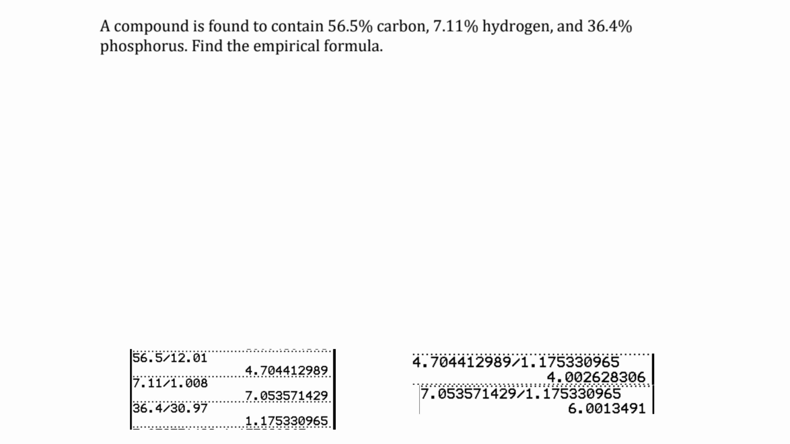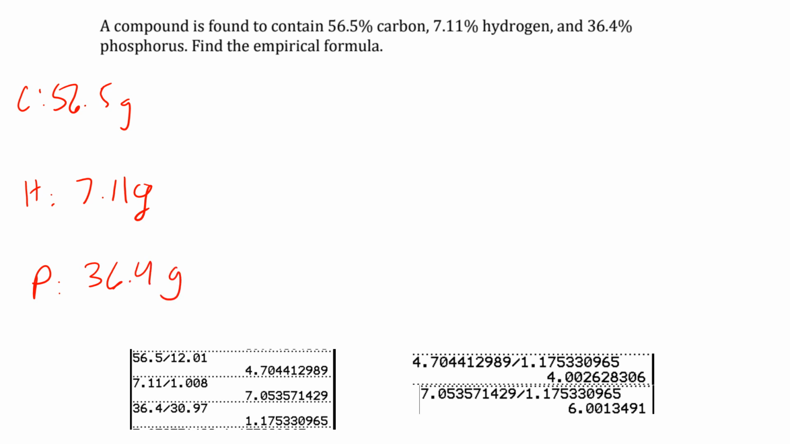A compound is found to contain 56.5% carbon, 7.11% hydrogen, and 36.4% phosphorus. Find the empirical formula. You can see that I have the calculations there, so you can see how to do it. So, carbon, 56.5 grams of carbon. Hydrogen is 7.11 grams. And phosphorus is 36.4 grams. Sorry, my handwriting is bad.